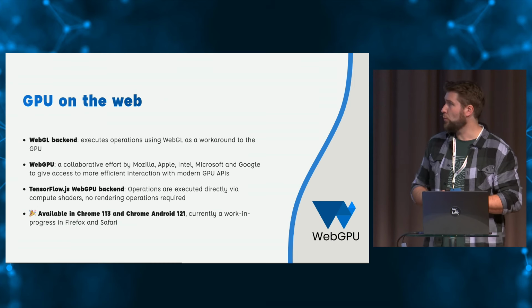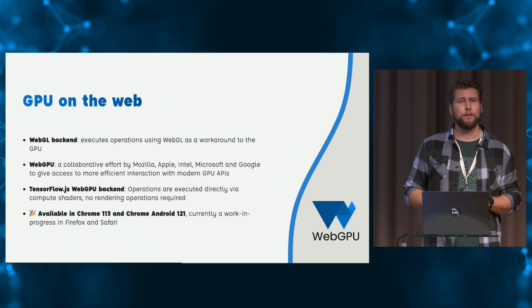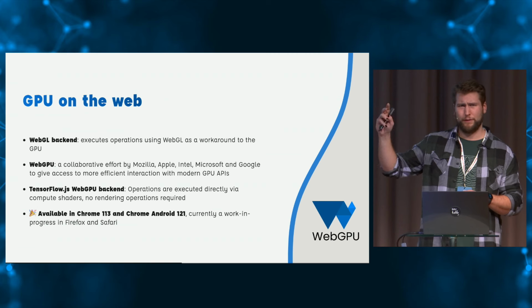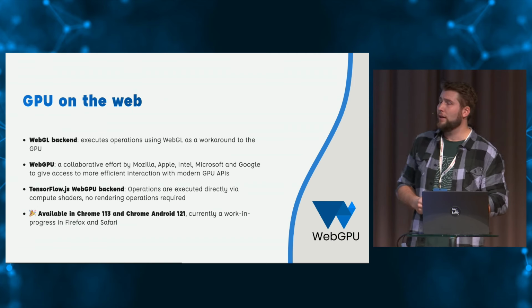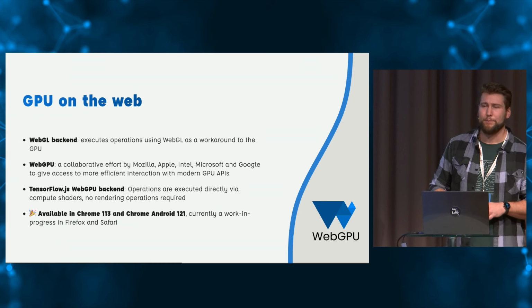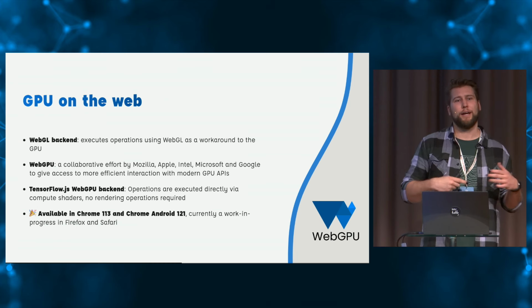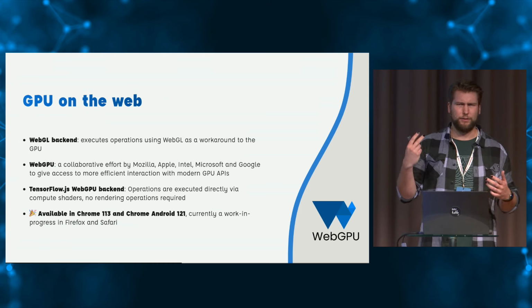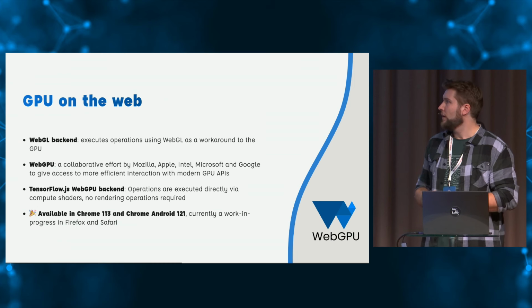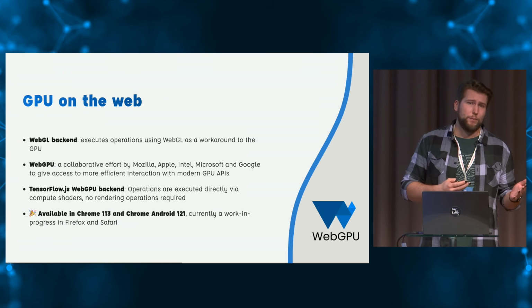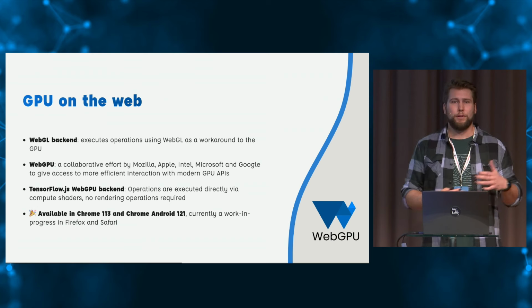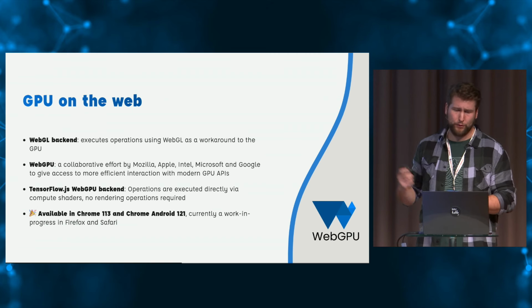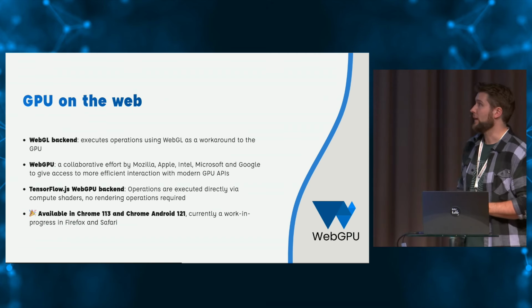So since Chrome 113, which was released around a year ago, and also in Chrome 121 on Android, which was released just weeks ago, we also have access to the WebGPU API. And the WebGPU API allows direct access to all those modern GPU APIs like Metal, Vulkan, DX12, and so on and so forth. It always depends on the operating system and also on the model, but it's almost twice as fast as WebGL. And there's also the TensorFlow WebGPU backend.